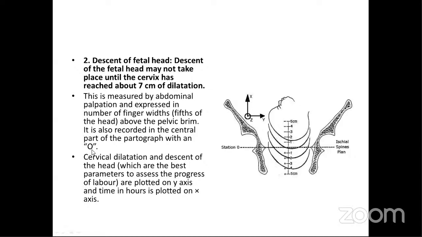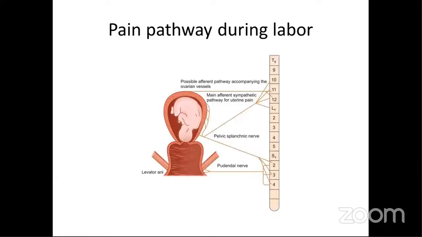So the descent of the fetal head is marked by the sign 0 on the partogram, right? And cervical dilatation is marked as an X. So these are the two important parameters that you'll be noting down on the partogram.